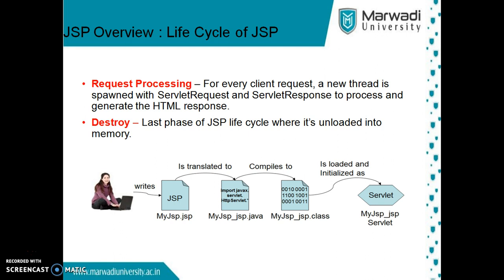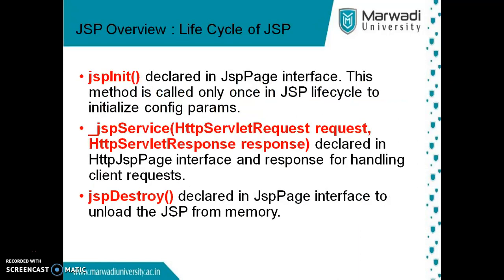So in the diagram you can see we have one JSP file named my.jsp. It will be translated into the corresponding Java file, that is a servlet file, my.jsp underscore jsp.java. Then it will be compiled. So a class file will be created, loaded into the memory and initialized. Once it is initialized, it will be available in the form of the servlet class to the web container. Again, this is the overview.